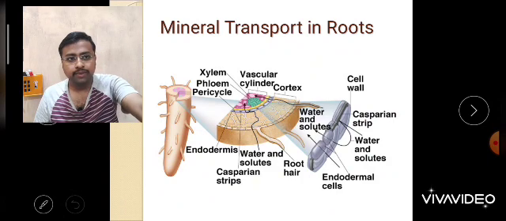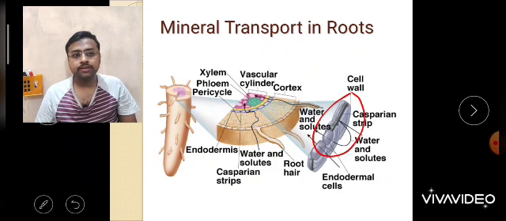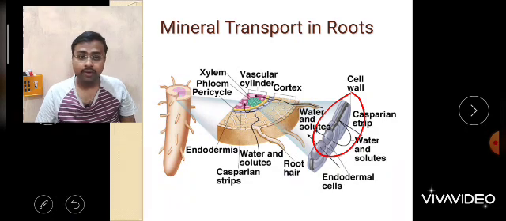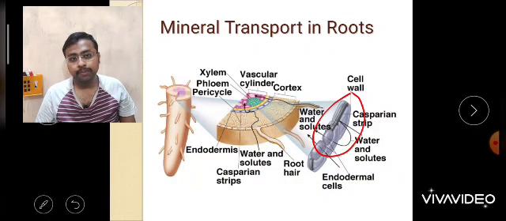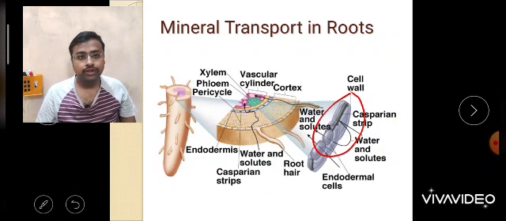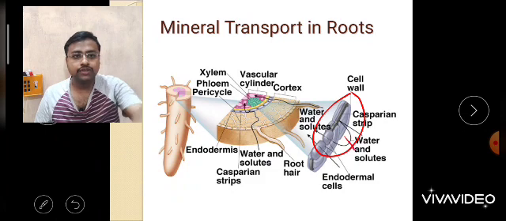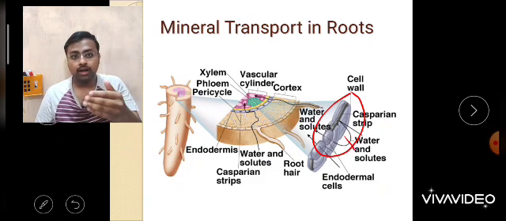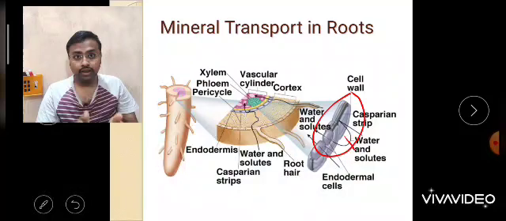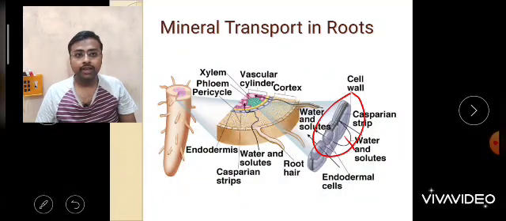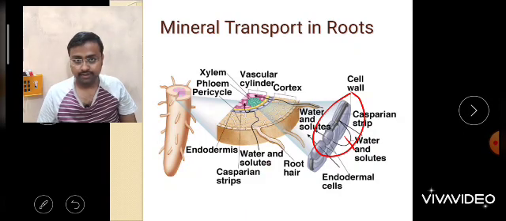So this is the Casparian stripe. This Casparian stripe is impermeable to water. Since water cannot penetrate the Casparian stripe, the water must enter into the protoplasm in order to reach to the xylem. The cells which are present in a front layer of the root are called endodermal cells.